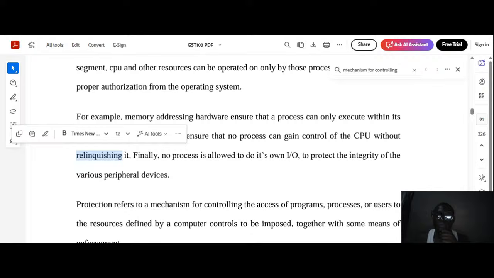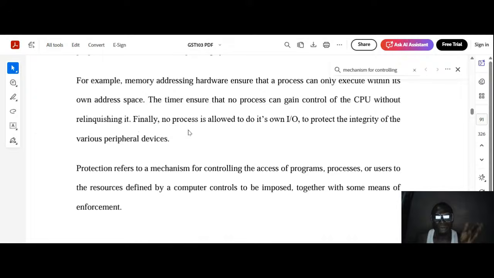Dora says it means to give up, let go, or surrender something, usually voluntarily. Thank you. That makes sense. Now let's move on. Finally, no process is allowed to do its own input or output to protect the integrity of the various peripheral devices. When we talk about the peripherals of the computers, we are talking about the physical parts that you can touch and feel, the ones you can see, not the one that is happening inside the CPU.